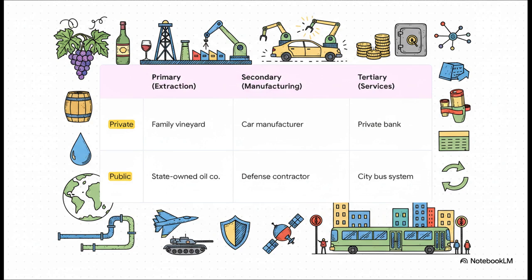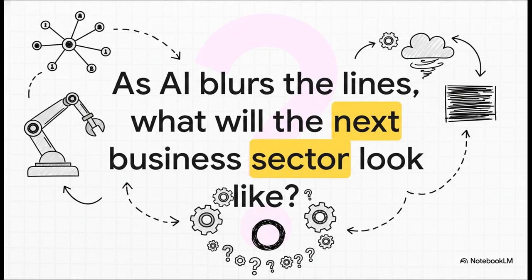You can have a private business in the primary sector, like a family vineyard, or you can have a public one, like a state-owned oil company. You can have a private car manufacturer in the secondary sector, and at the same time, a state-run defense contractor. And in the tertiary sector, absolutely. A private bank can operate in the same economy as a city's public bus system. They all exist together.